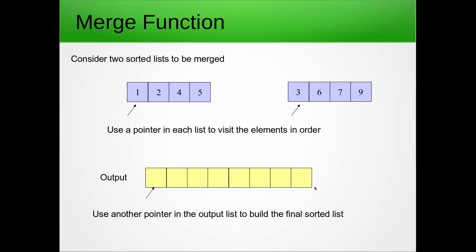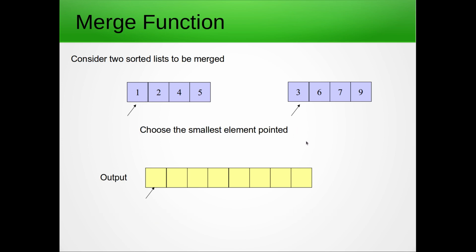What will I do in each step? Well, I would look at the pointed elements in each list and see which one is smaller. I have to choose the smallest element pointed. In this case, between 1 and 3, it's 1. Okay, so this guy is going to be the smallest element. I'm going to put it here. And now I'm going to move the appropriate pointers. Which ones? Well, this one is pointing to the first element not yet sorted in the output list, so this one should go here. I have already visited 1, so I should move this pointer here. And 3, I have visited it, but I have not yet put it in the output, so this one stays here.